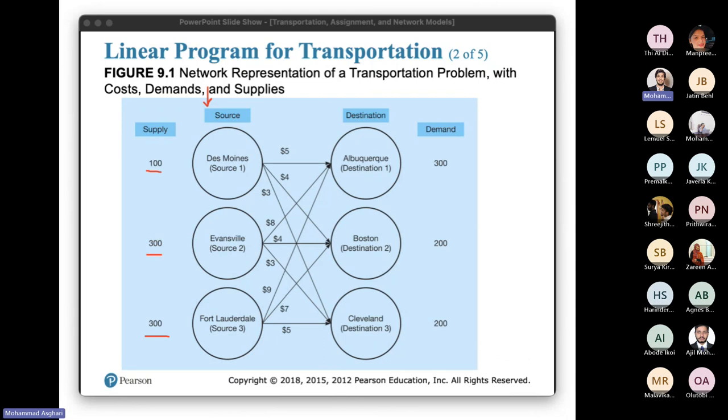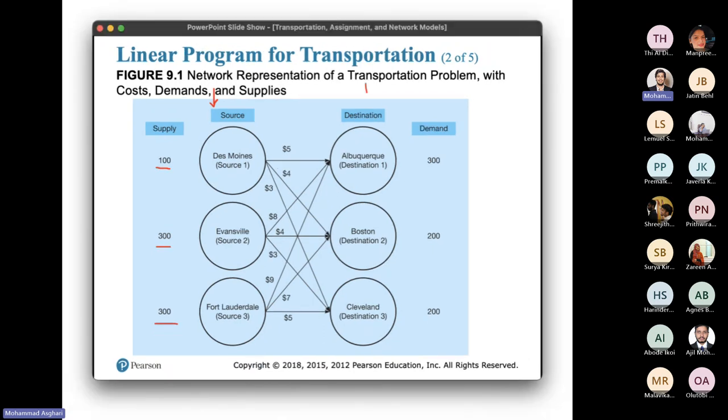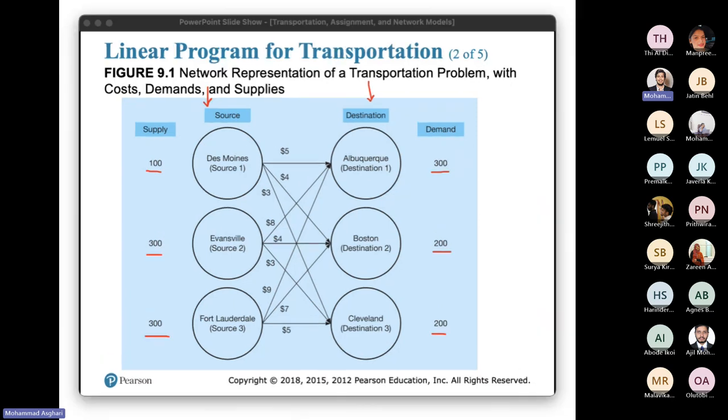You can see the destinations on the right side. The first destination has a demand of about 200, the second has a demand of about 200, and the last one has a demand of about 200. How many destinations do we have? Three. And how many sources do we have? Three. Okay.